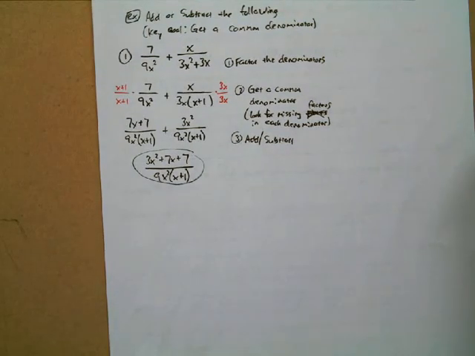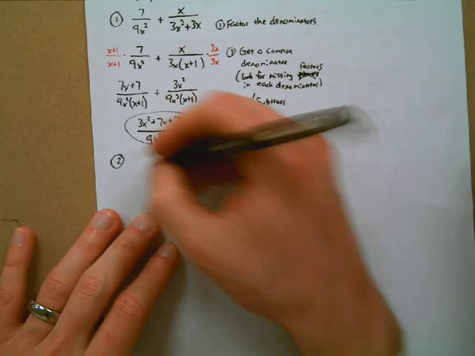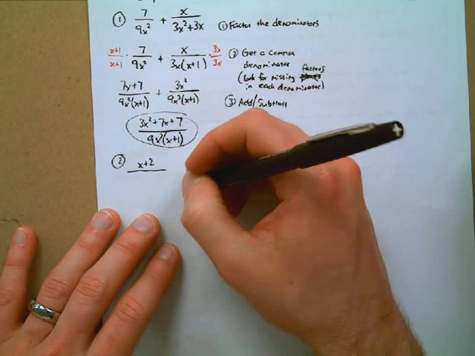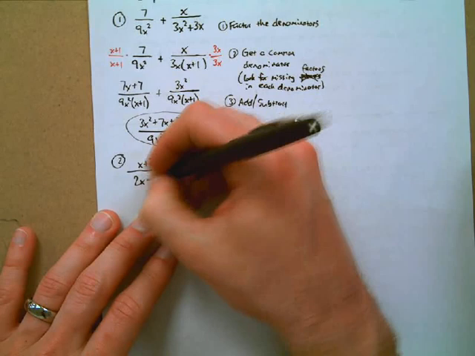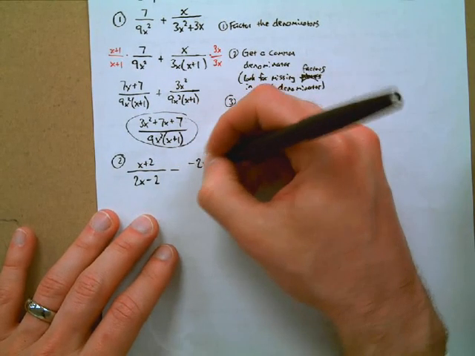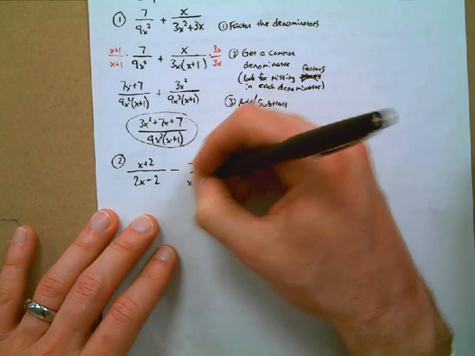Okay? Let's try another one. Let's do x plus 2 over 2x minus 2 minus, so we're going to do some subtraction now, negative 2x minus 1 over x squared minus 4x plus 3.